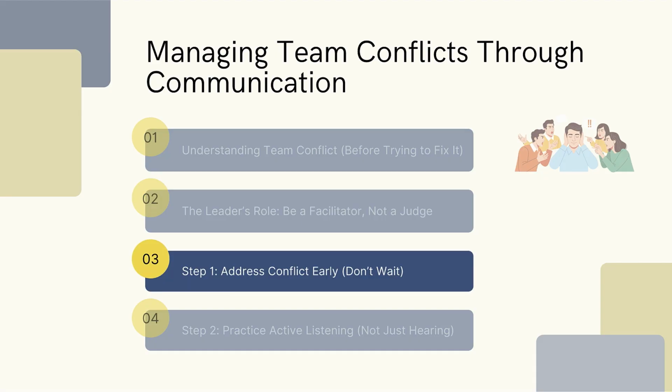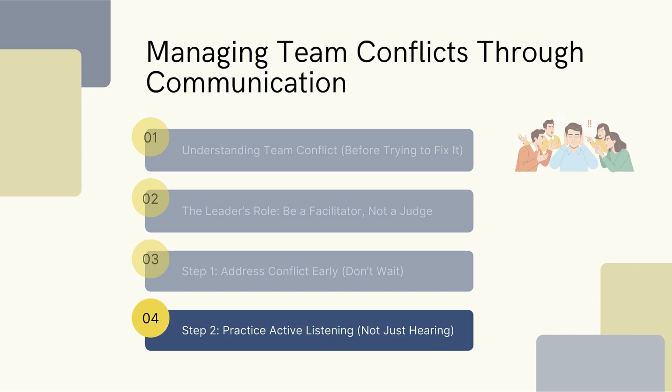Step 1. Address conflict early. Don't wait. One of the biggest communication mistakes leaders make is waiting too long. Unspoken conflict grows emotionally, turns into passive-aggressive behavior, and damages trust. Example: a designer is unhappy with feedback from a developer but says nothing. Weeks later, collaboration breaks down completely. Better communication approach: I noticed some tension in our last meeting. Let's talk about it early before it grows. Early conversations are usually uncomfortable but short. Late conversations are emotional and exhausting.